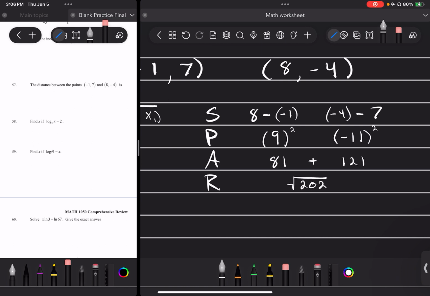And that's it. This question does have an answer that you can calculate out with a calculator, but the final is not going to ask you to do that. Sometimes in Newton it might do it, but for the final, you're pretty much good at square root 202.